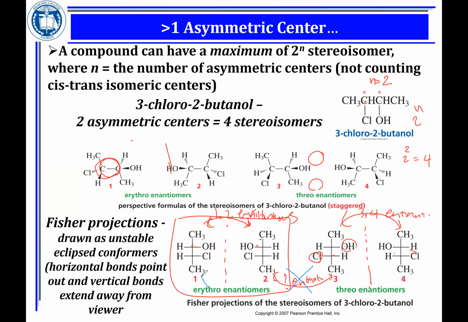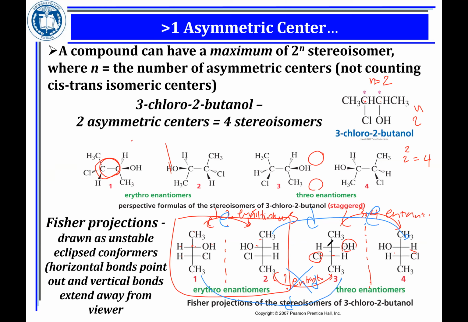So 1 and 3 are diastereomers. 2 and 3 are diastereomers. 2 and 4 are diastereomers. 1 and 2 are enantiomers, and 3 and 4 are enantiomers. Enantiomers are mirror images of each other, but diastereomers are not mirror images of each other. But they're isomers? They are isomers, yes. The molecular formula is the same.